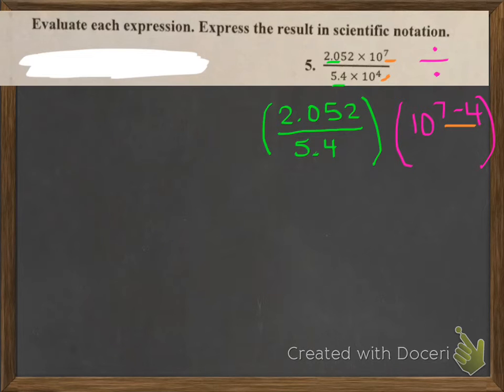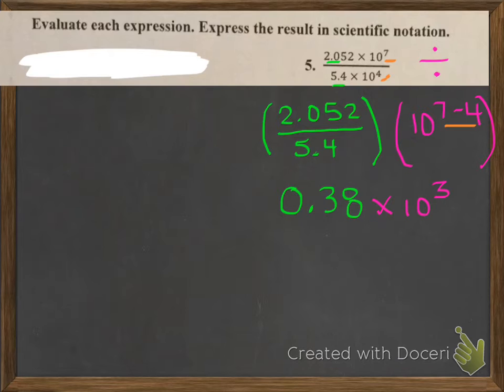So sometimes you're going to end up with a negative exponent there, and that's okay. It just depends on what the problem is. So now we just do the division for the 2.052 divided by 5.4. That gives us 0.38. And now we're going to deal with the exponents, which should be times 10 to the 3rd, because 7 minus 4 is 3.